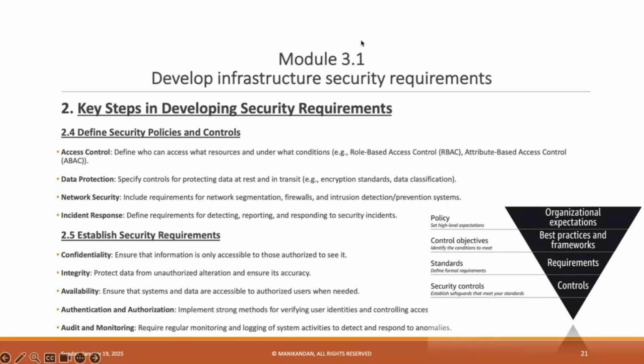So policies basically set high-level expectations, which come from the organization. We identify the control objectives to identify the conditions to meet. This is where we use the best practices and frameworks. We define standards to meet the requirements, and we implement security controls to establish safeguards that meet the standards. Tamper proof means that you are not able to modify the logs.